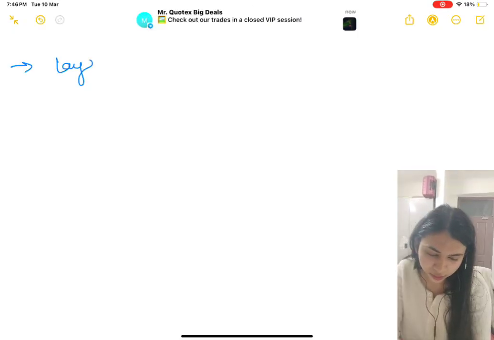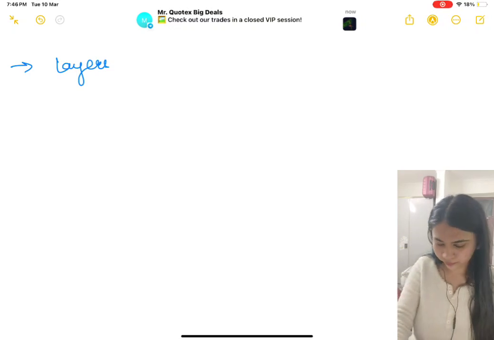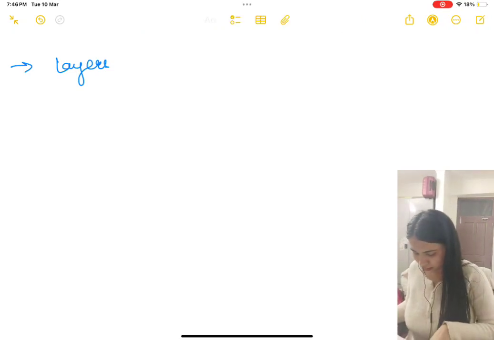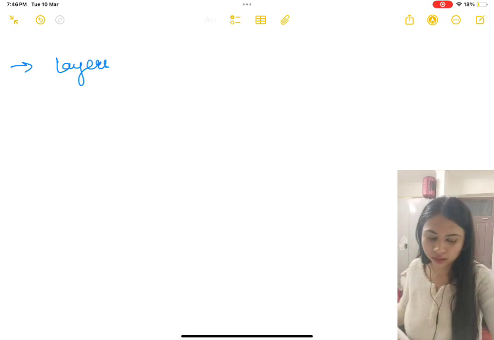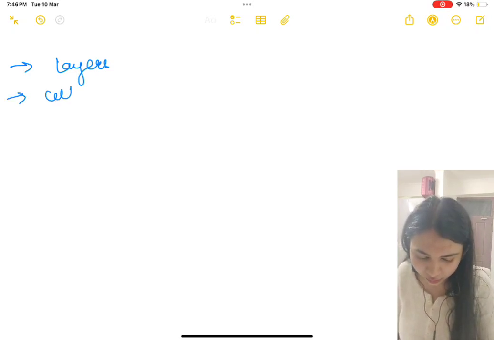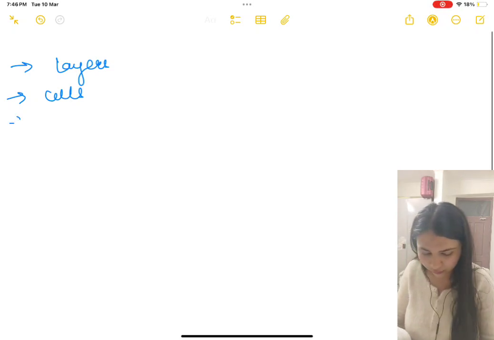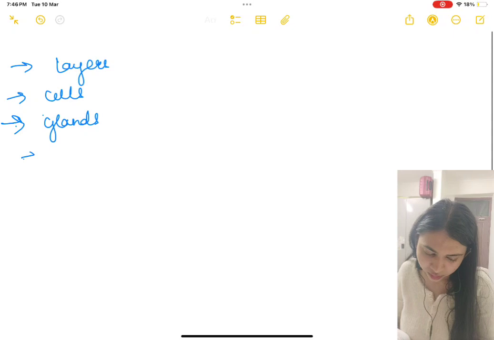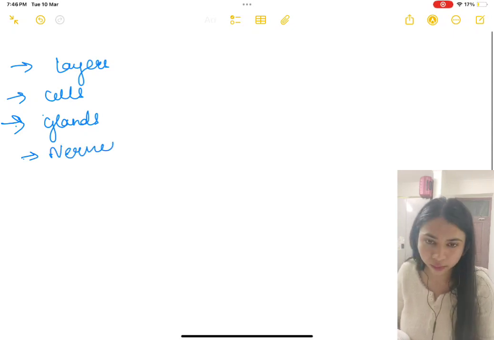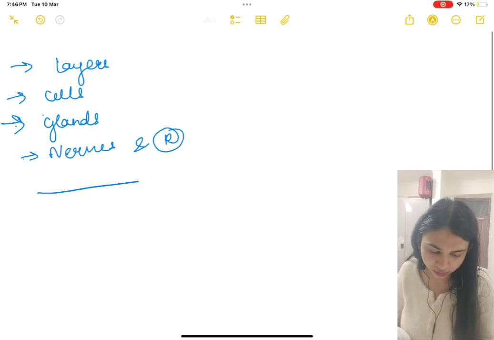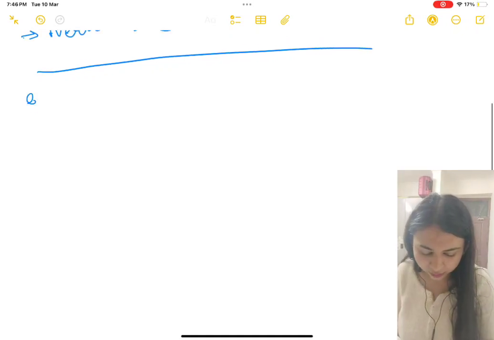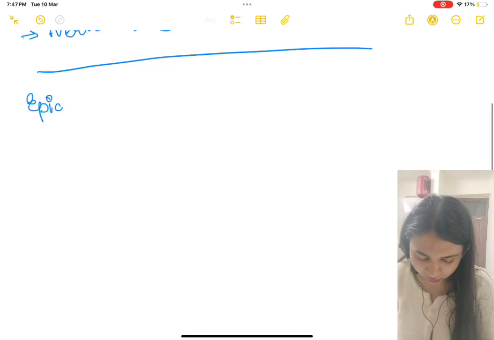First we will be discussing about layers of the skin. Then we will be discussing about cells of the skin. Then we have glands. Then we have nerves and receptors of the skin. So that is what the gist is. So firstly we will be discussing about layers of the skin.